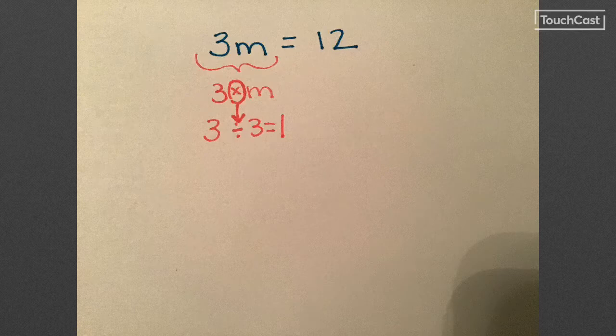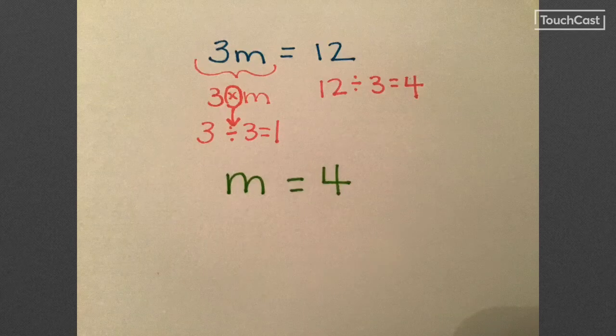So 3 divided by 3 equals 1. That now means that it's 1 times m on the left side of the equation. And that's just the same as m. Now, since we've done that to the left side of the equation, we have to go and do that to the right side. When I do 12 divided by 3, I get 4. So that means m equals 4, or 3 times 4 equals 12.